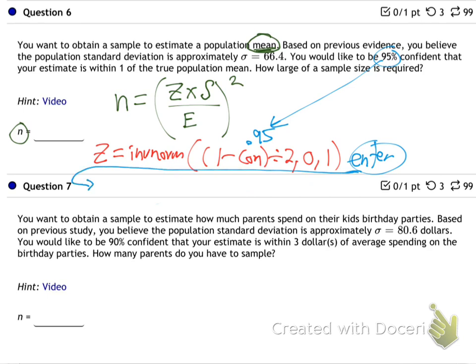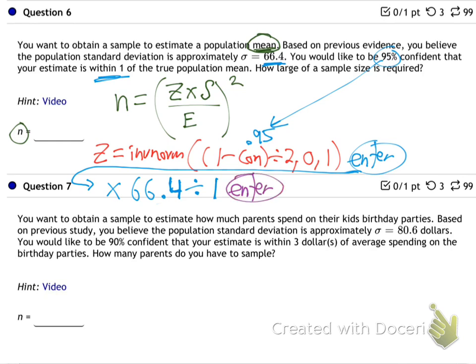Then don't go squared, go times the S, the standard deviation. That's the sigma, right? That's the Greek S, same as the English S. Doesn't matter. 66.4. The Greek just means it's the true value for the whole population. Whatever, we don't care. Divided by E, that's the within, right? Error is always within. Within 1. So we don't have to worry about decimals or anything here. Just divided by 1. Then hit enter.